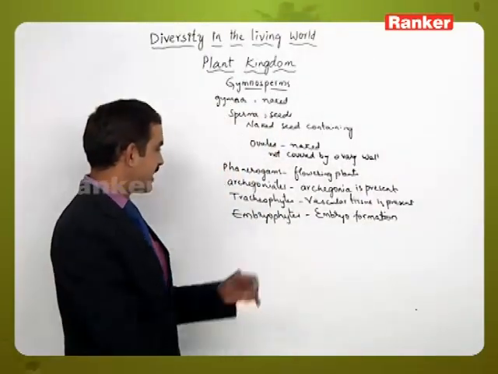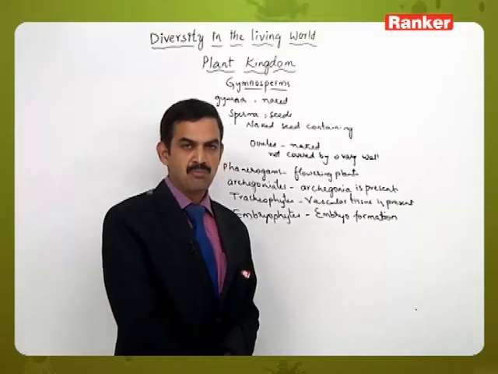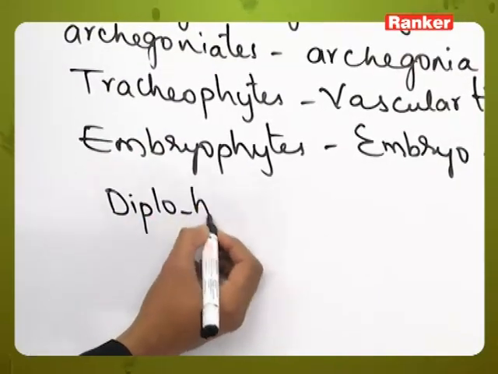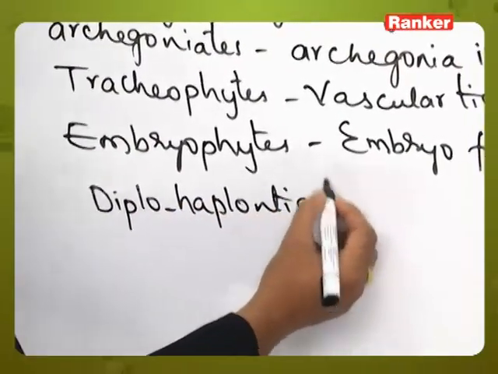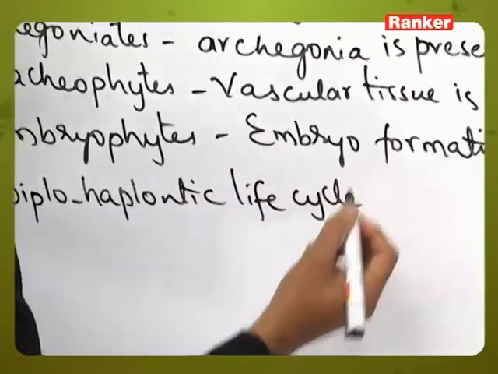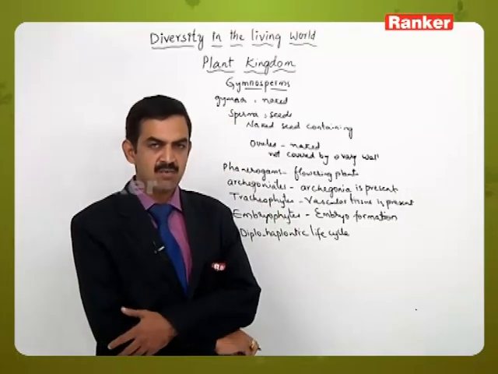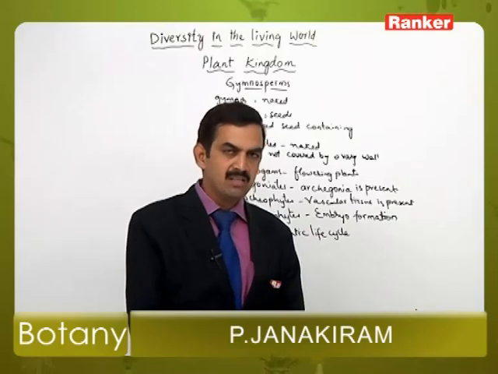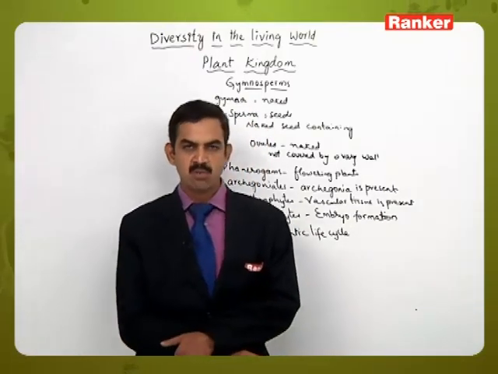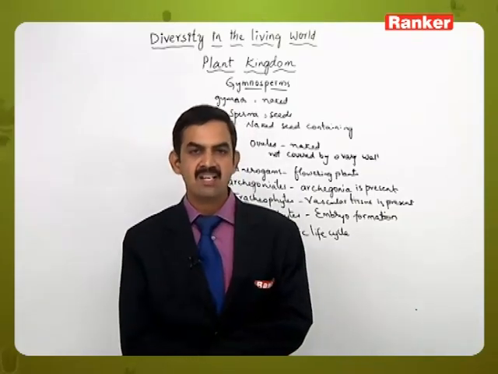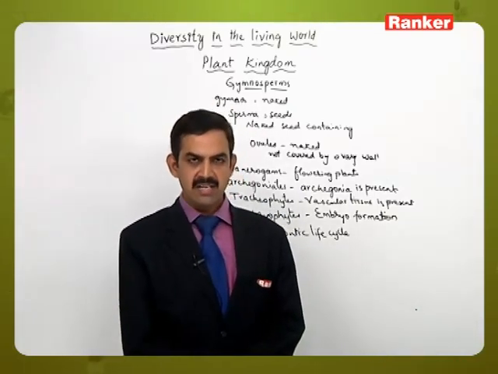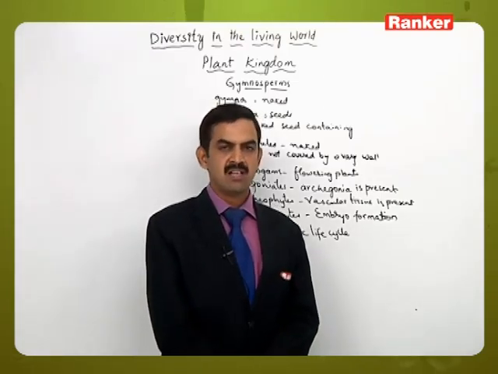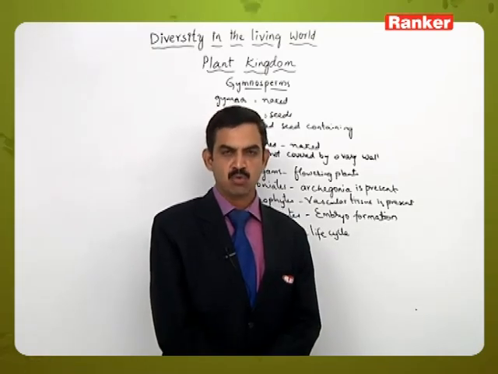So these are some basic characteristic features exhibited by the members of gymnosperms, and they also show a diplohaplontic life cycle, where two generations are present: a sporophytic generation and a gametophytic generation. But here we can see only the sporophyte from outside, whereas the gametophytic generation is highly reduced and embedded inside the sporophyte, represented by only a few cells. This is another special feature of the gymnosperm group of plants.